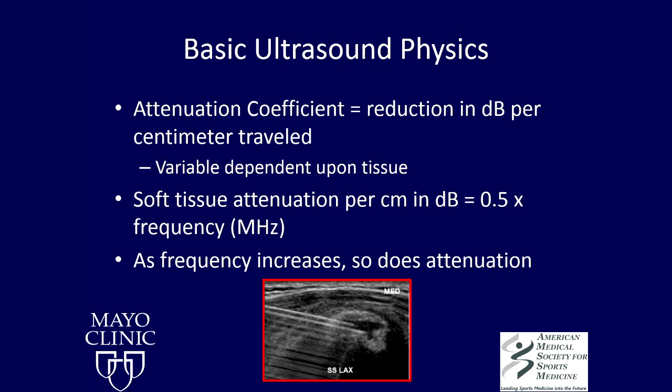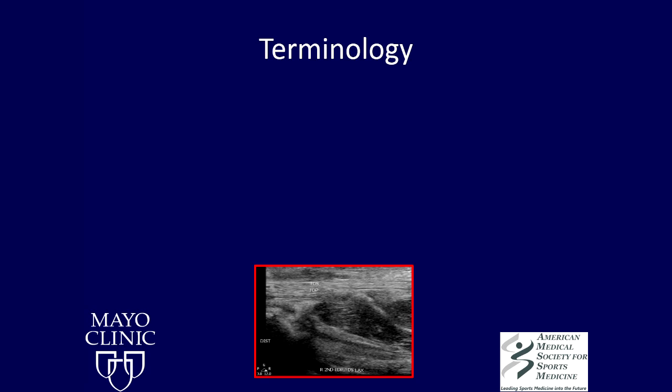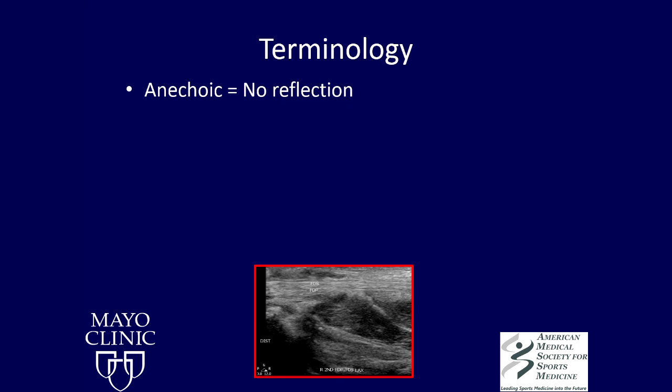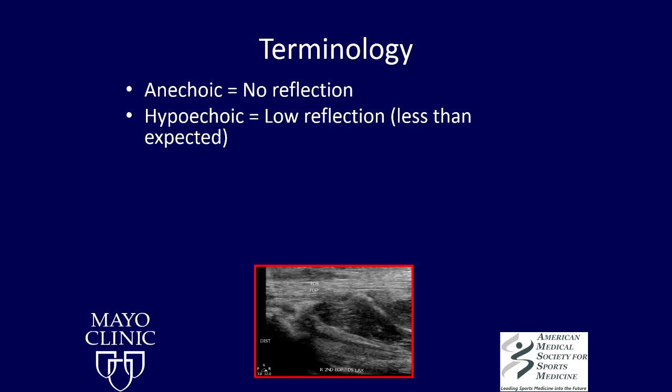And this is very important, because if you want to look at something that is deep, then you're going to be having a lot more attenuation of sound waves if you use a high-frequency transducer, so you won't be able to see that deep structure. So in order to minimize attenuation and be able to see a deep structure, you have to use a lower frequency transducer. Now moving into some terminology, anechoic means that there's no reflection, so it will be black.